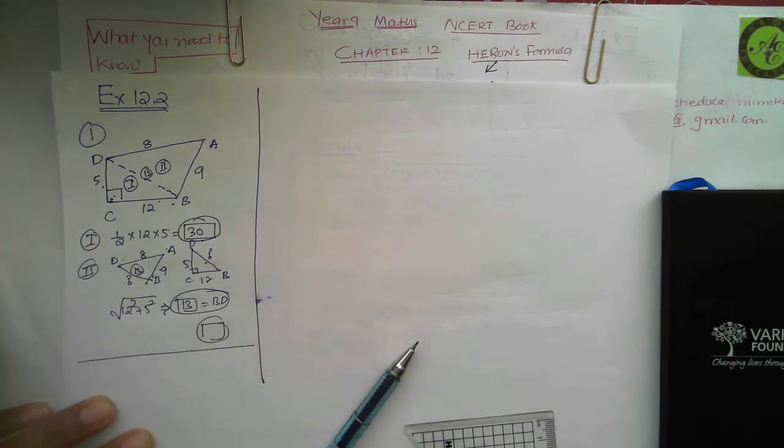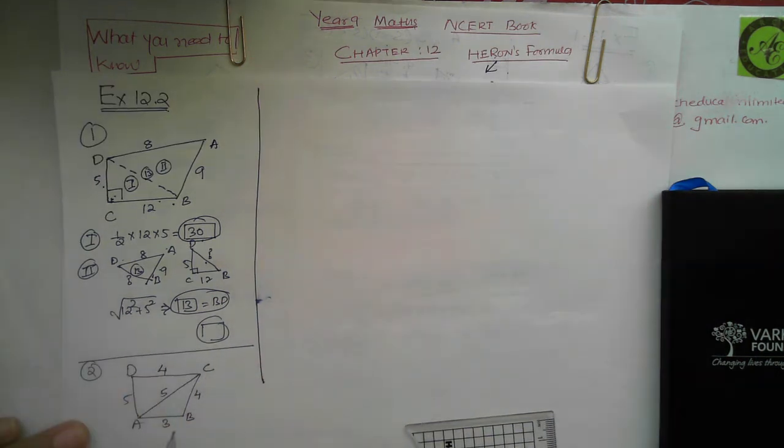Question 2 is fairly straightforward. I've just drawn a rough sketch of the diagram. Obviously it is not exact, but you can find the area of this triangle ADC using A, B and C, and you can find the area of triangle ABC using 5, 3 and 4, and then add the 2 areas together to find the area of the whole quadrilateral. Move on to the next question.